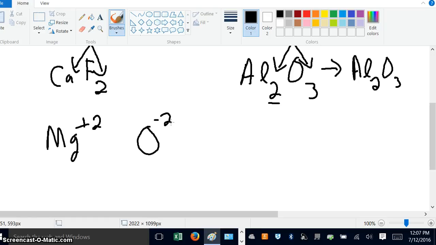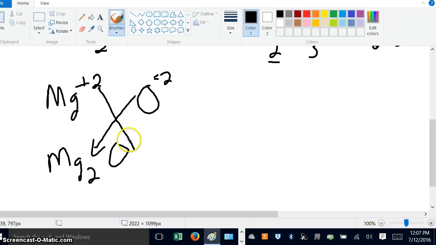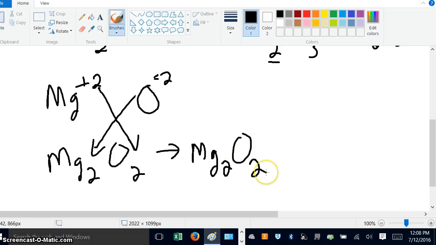All right, so when you do the crossover technique, this is something really important that I have to show you. It comes down like this, so it's Mg, and so this 2 goes here, and then for the oxygen, this 2 goes here. All right, so this, of course, becomes magnesium oxide, so Mg, so there's a 2 here, and there is a 2 here. Now, that is something that needs our attention.